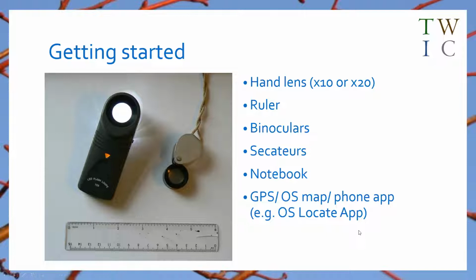For examining winter trees at home, I find a lit hand lens is really useful. It just really helps to make those small features clearer. So if you're having to count scales on an oak bud, for example, that's really helpful. Or if we're looking for much smaller details, hairs, etc., I just find a lit hand lens really helps with that.